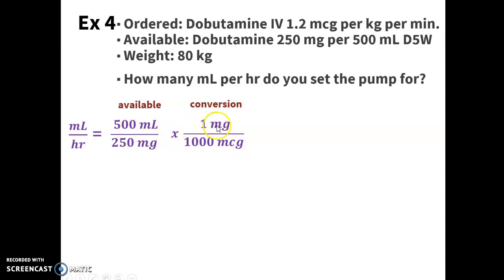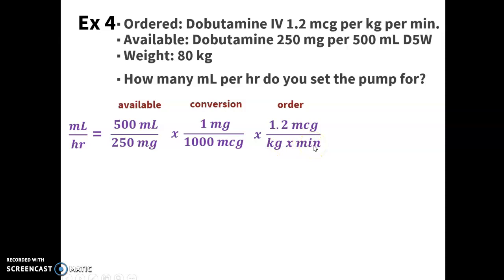Be sure to put the milligram on top because we want those to cancel. Now, that puts micrograms at the bottom, which means we need micrograms at the top of this next fraction, and that's what our order is written for, right? So in our order, we see that 1.2 micrograms happens per kilogram per minute. Both kilogram and minute go to the bottom of that fraction.